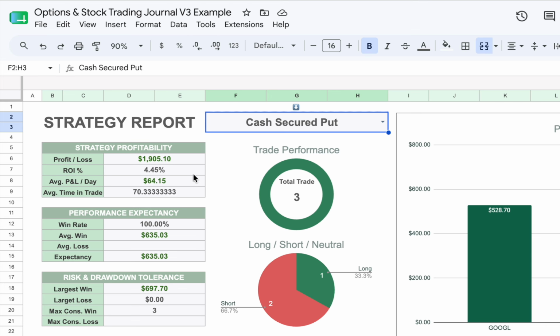The strategy profitability section includes metrics such as total P&L, ROI percentage, average P&L per day, and average time in trade. The performance expectancy section shows win rate, average win, average loss, and expectancy per trade. Expectancy measures the average amount you can expect to make or lose every time you execute that strategy. The risk or drawdown section includes largest win, largest loss, and maximum consecutive wins and losses. These statistics help you understand both the profitability and volatility of a strategy.